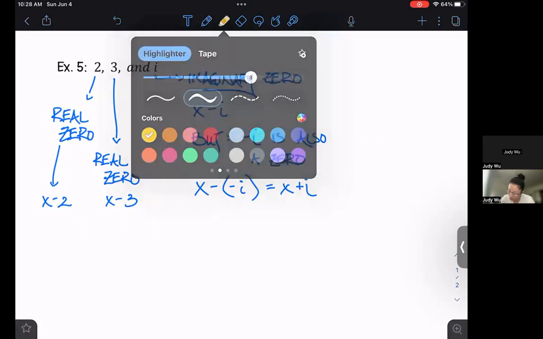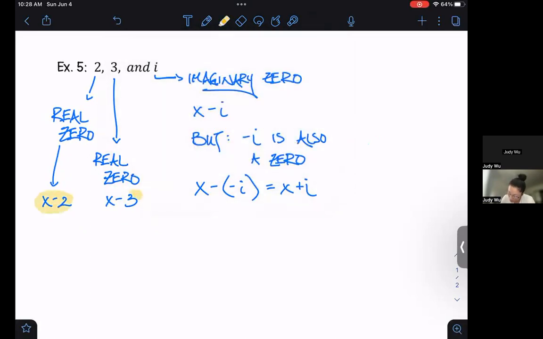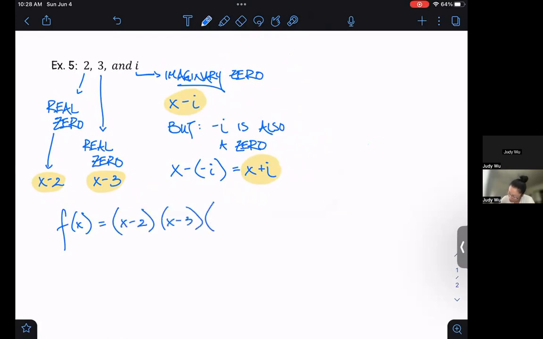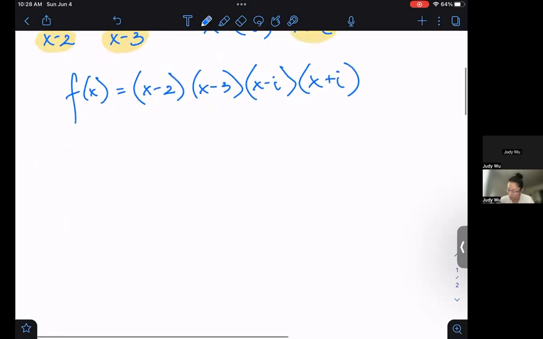All right, so let's see which factors we have so far. x minus 2, x minus 3, x minus i, and x plus i. And so what we need to do is list those all out for our f of x. So x minus 2 times x minus 3 times x minus i times x plus i. All right. Now, it's a lot of things to FOIL here. And so my strategy here is let's clump the real ones together. Let's FOIL those out. And then separately, let's take care of the imaginary ones, okay?